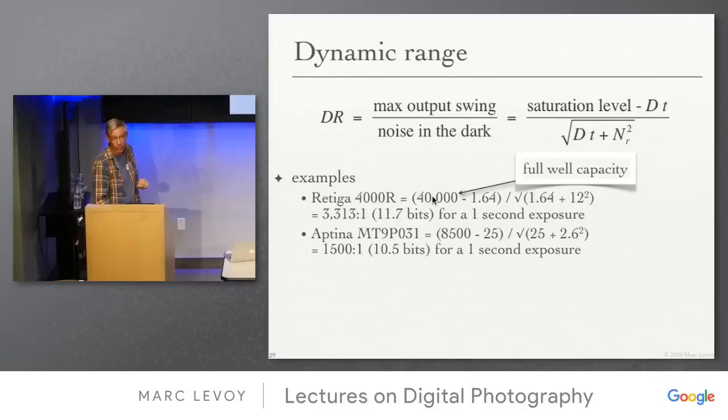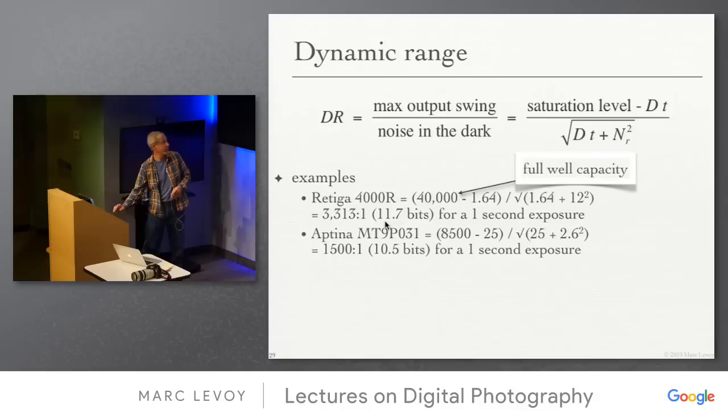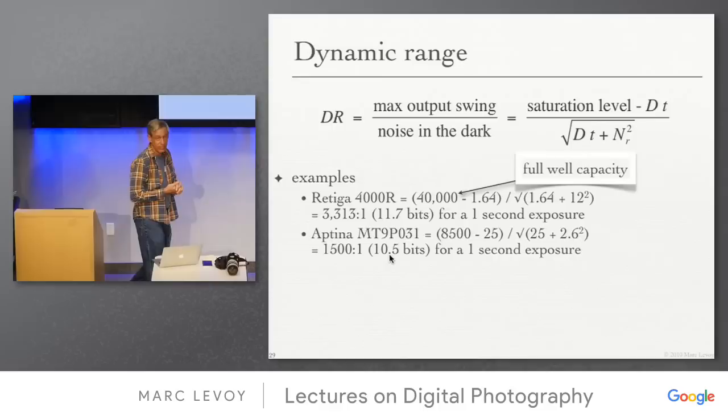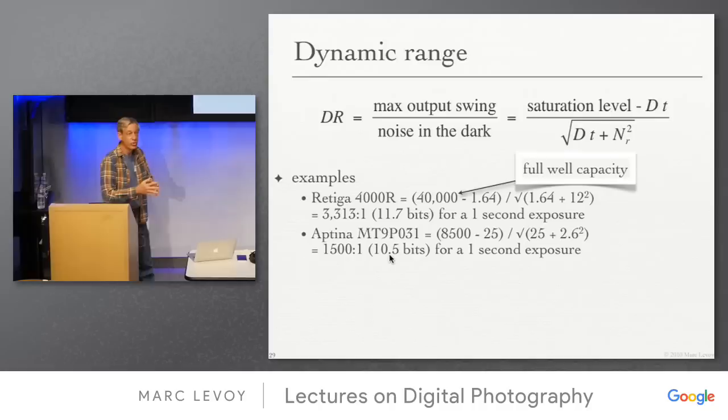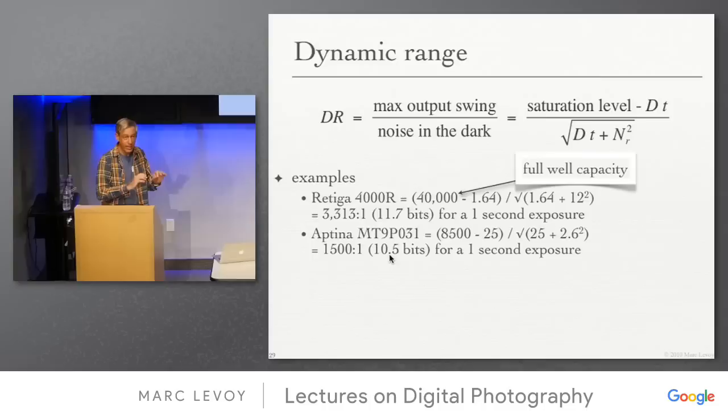And so let's, it's got this very low dark current, and so it might be about 11.7 bits, 3,000 to 1. The Aptina does not have such a large full well capacity, so it's a little bit less, about 10.5 bits. It's not that bad, though. Cell phones don't have such bad dynamic ranges. The problem is that their signal-to-noise ratio at those various brightness levels is poor because their pixels are small, and so their photon shot noise is high. But their dynamic range is not that bad.